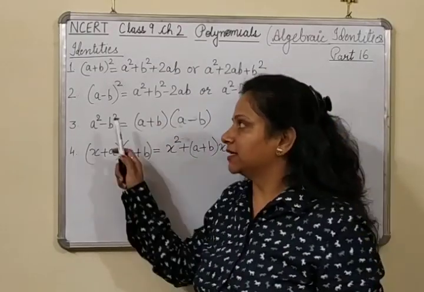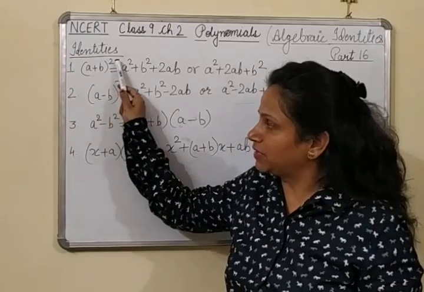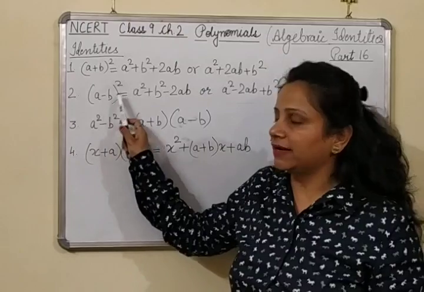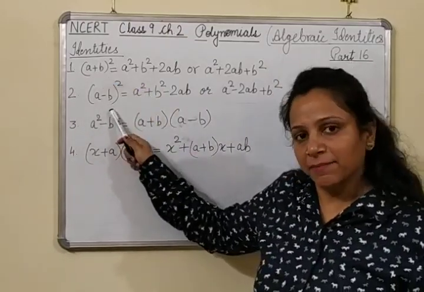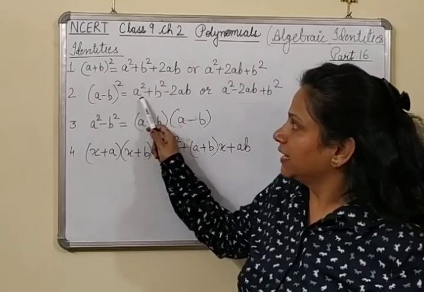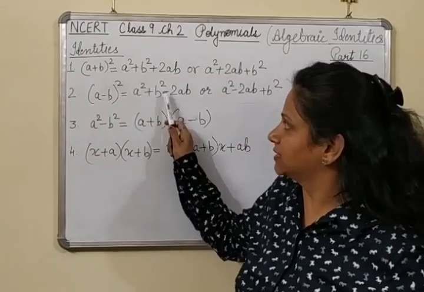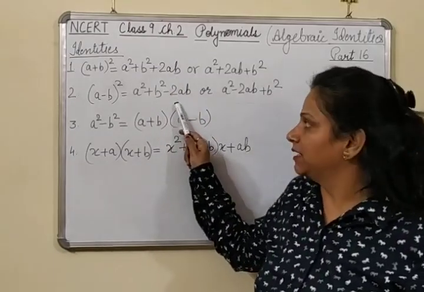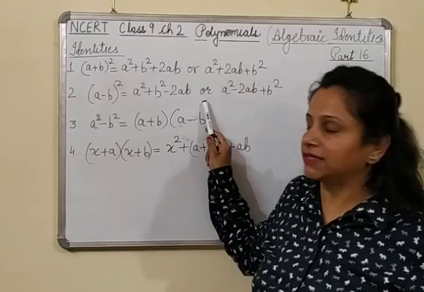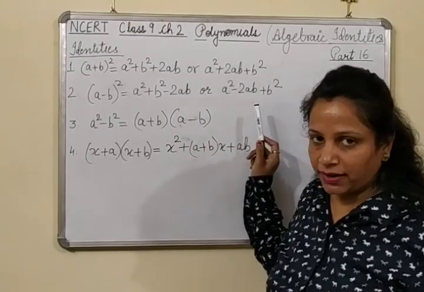So the next identity is a minus b whole square. Now see, from here it is a plus b whole square, here it is a minus b whole square. Only the difference is that here it was plus and here it is minus. In the same way it is a square plus b square. Only note that here it is plus 2ab and here it is minus 2ab. Similarly, it can also be written in this form, a square minus 2ab plus b square.